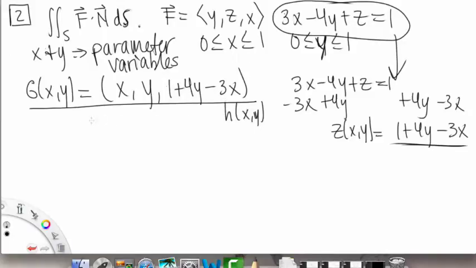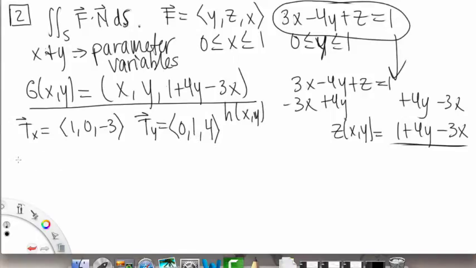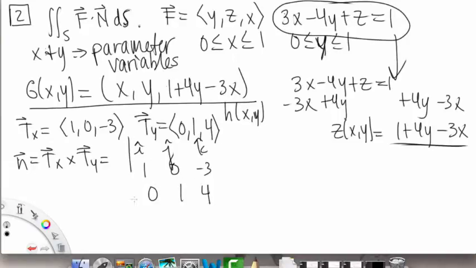So now we can calculate the tangent vectors. So we get t sub x equals 1, 0, and negative 3, okay? And then our t sub y is going to equal 0, 1, and a 4, right? So let's calculate the normal. So we get tx cross with ty. We're going to set up our determinant here. So we have 1, 0, and negative 3, and then 0, 1, and 4.